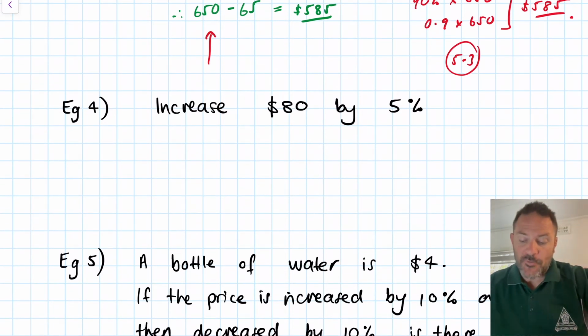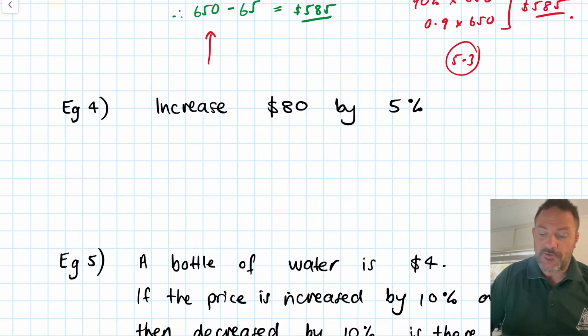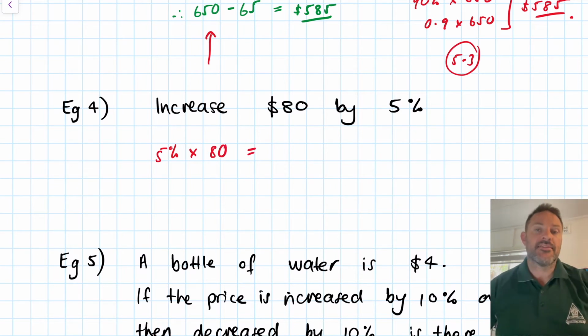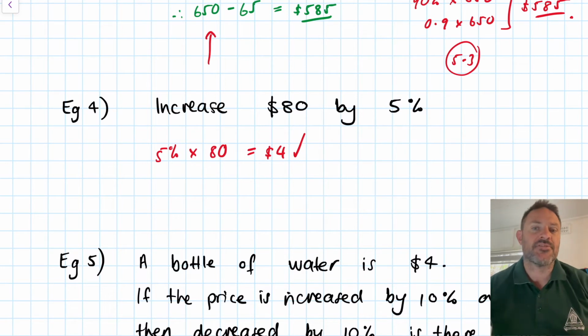Okay, question 4, increase $80 by 5%. Now, I've simply used a slightly harder number, of course. You wouldn't do much different if you're using a calculator. We're simply going to be doing 5% of $80 to get our answer. Now, that should come up to be approximately $4. No real difference using a calculator.